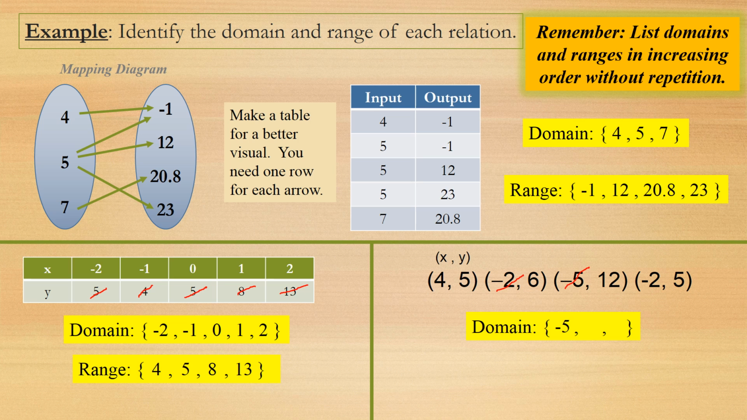Next, I see -2, and 4 is remaining. And the range, the smallest y value I see is 5, but we only write it once. And then we have 6, and finally 12. So the range is 5, 6, and 12. It's important to note that none of these relations here were functions because each input did not have its own output.